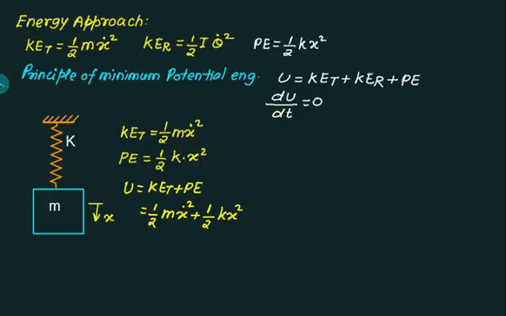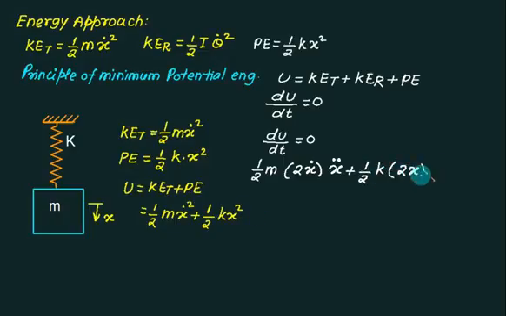By the principle of conservation of energy, dU/dt equals 0. So take the derivative of this expression with respect to t. The first term is 1/2 m, which we take as it is. The derivative of ẋ² is 2ẋ, and one more derivative of ẋ gives ẍ. Plus 1/2 k, and the derivative of x² is 2x, and one more time derivative gives ẋ. This must equal 0.